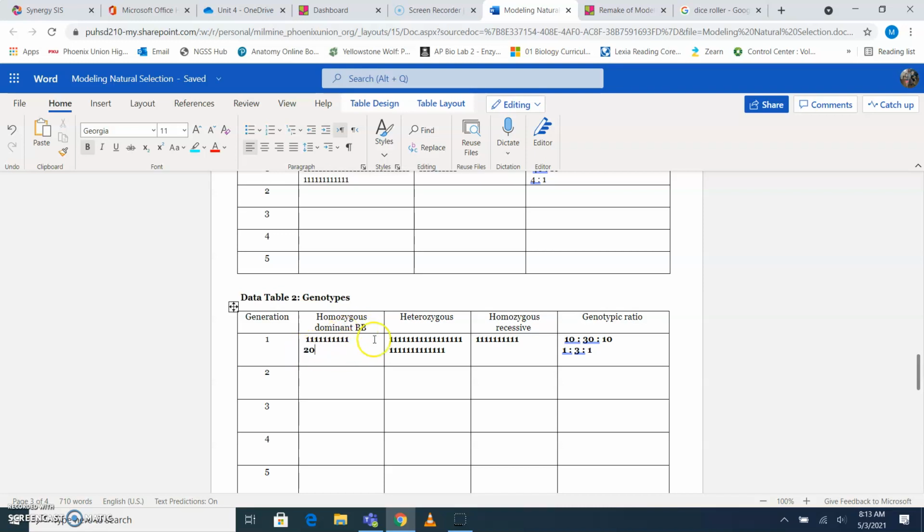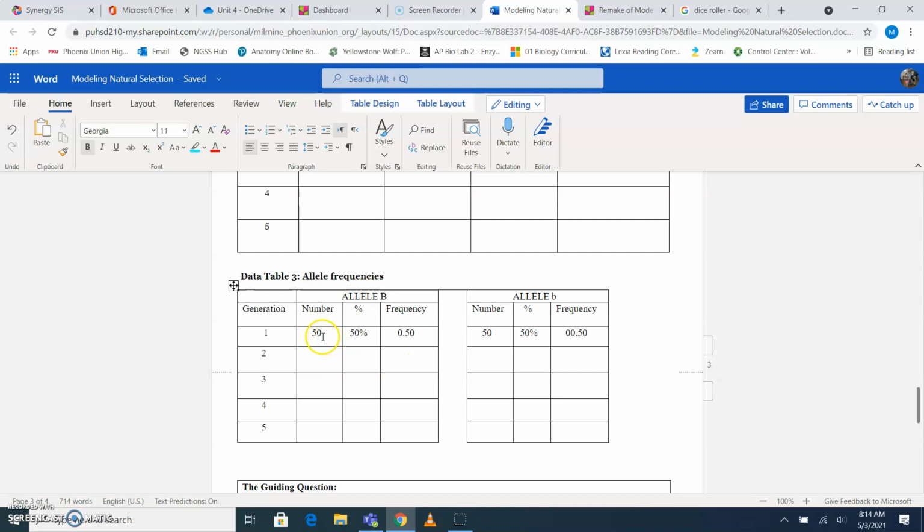Heterozygous, I know, is 1 big B, 1 little b, and I have 30 individuals here, and all 30 of these have just 1 big B. So that means of these individuals, there are 30 big Bs. So here we had 20 big Bs. Here we had 30 big Bs. And if we add 20 and 30 together, that equals 50.